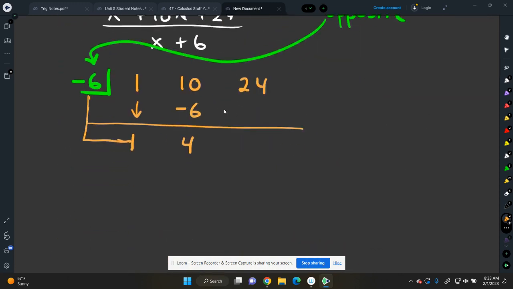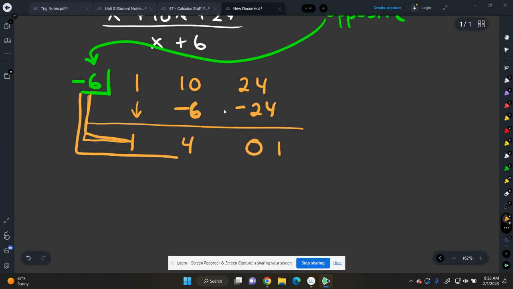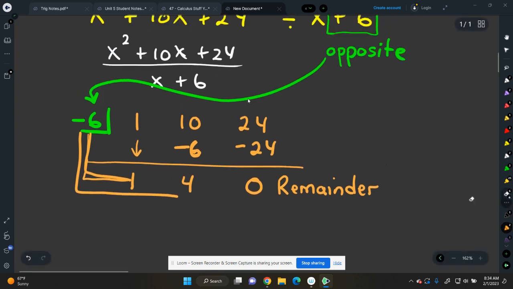All right. So we multiply and we get -6. And then we add to get 4. And then we multiply to get -24. And then we add to get 0. This 0 is the remainder. So in this case, again, we have a 0 remainder. Okay, now let's look and see what our actual answer is. So let me erase some of this junk so you can see it.